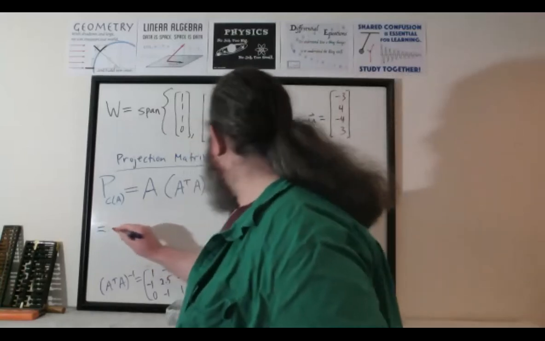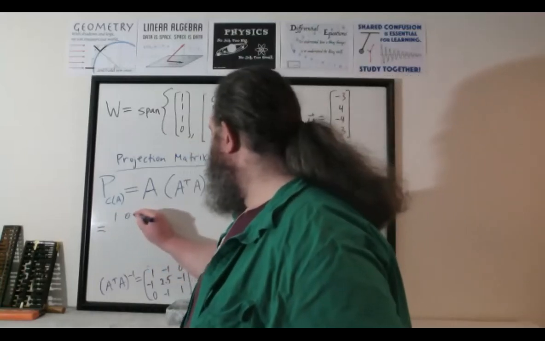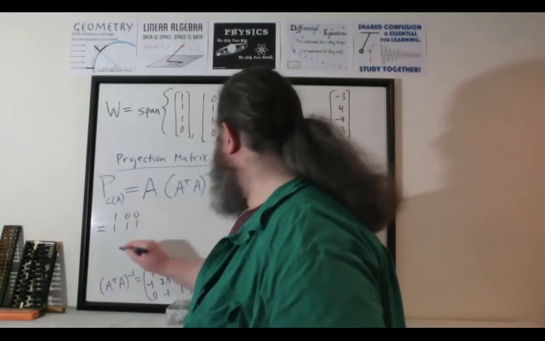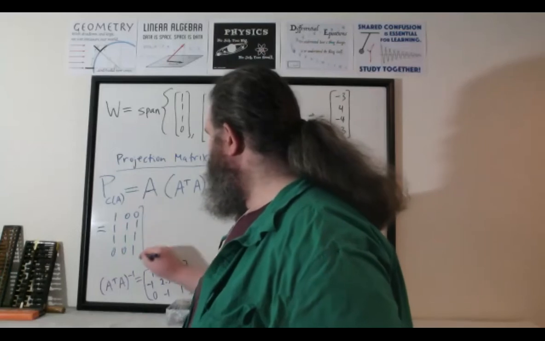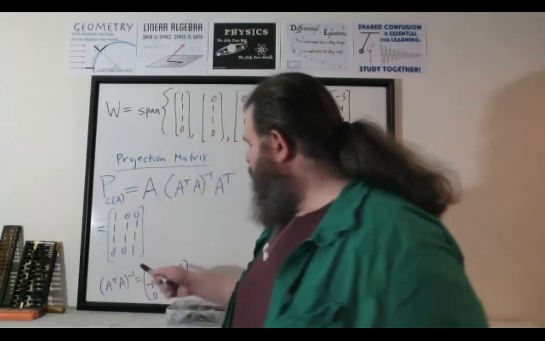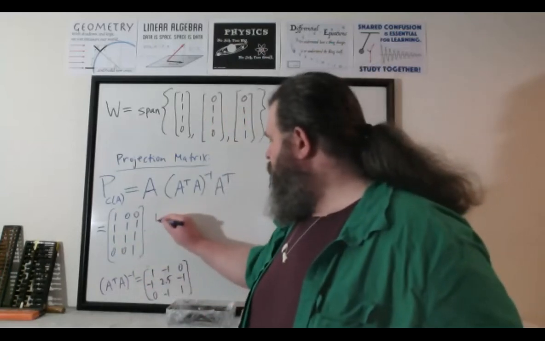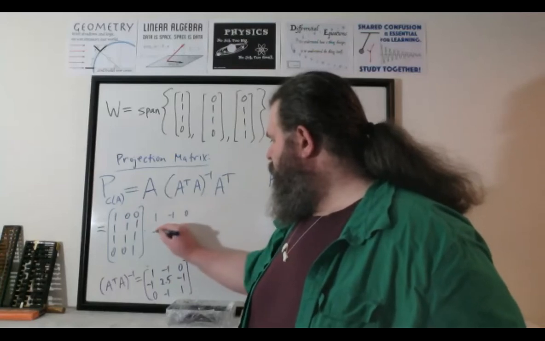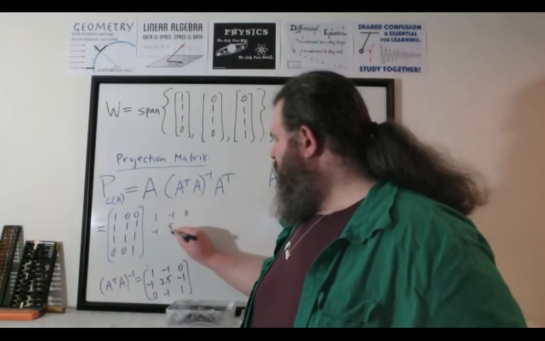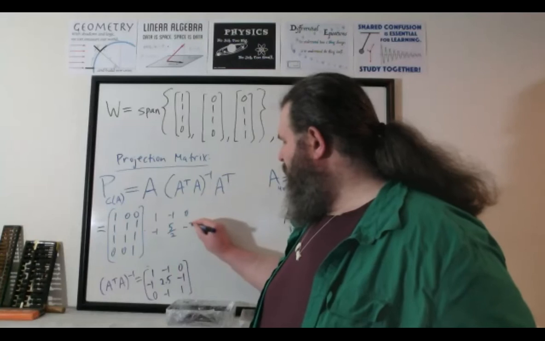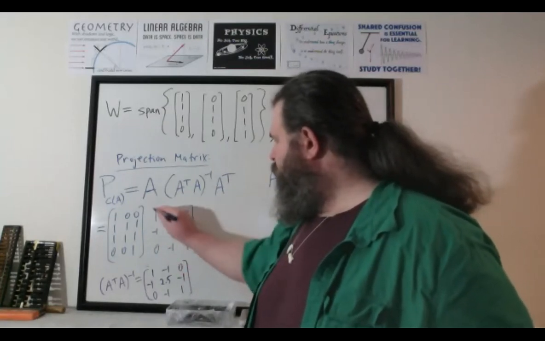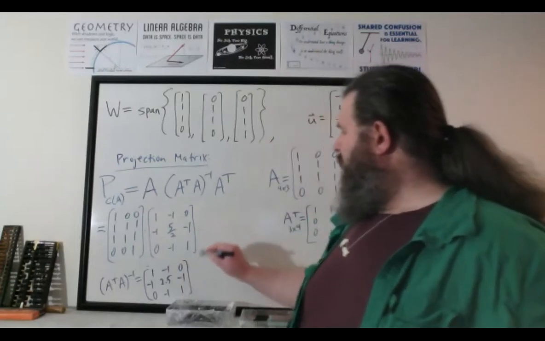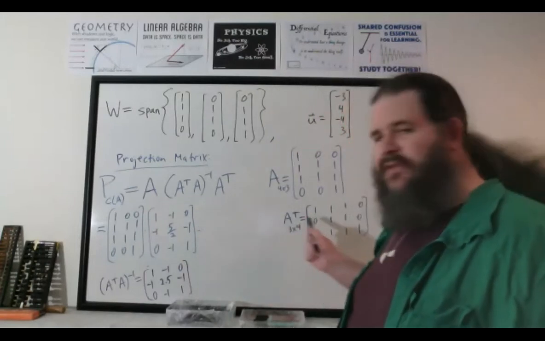So we've got matrix A exactly as it is, multiplied by this inverse we just found. I'm going to go ahead and write this as 5 halves. I think that might be easier to work with. And then A transpose. So that's this one.